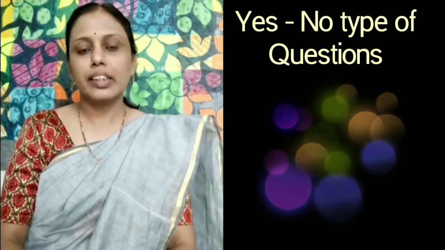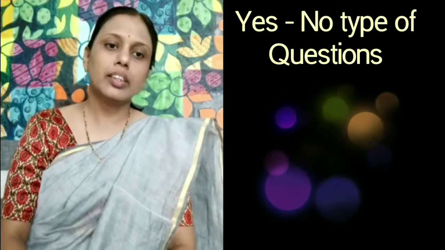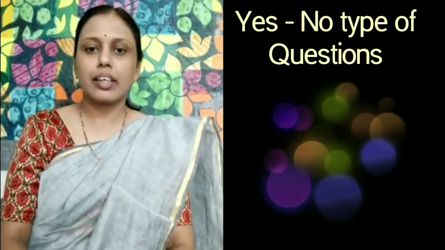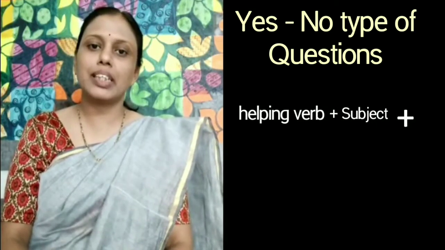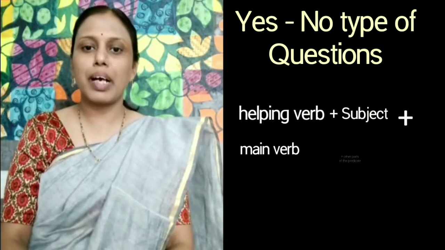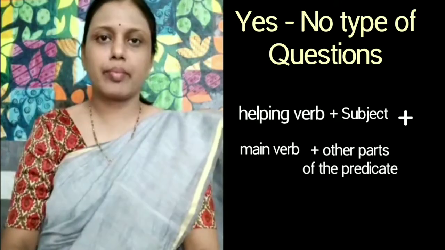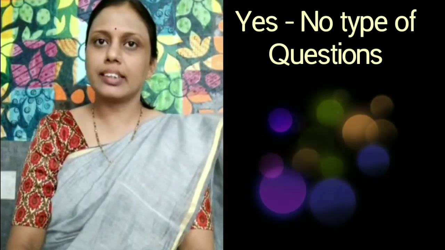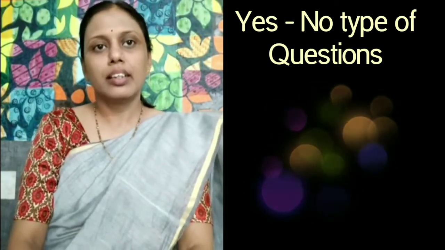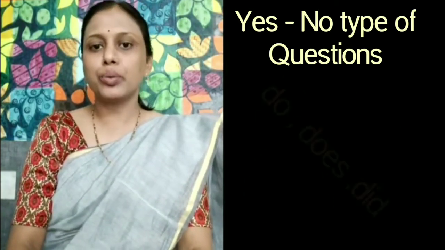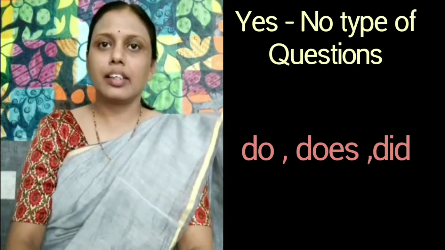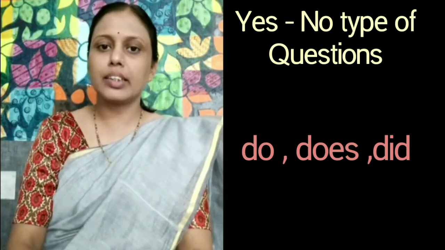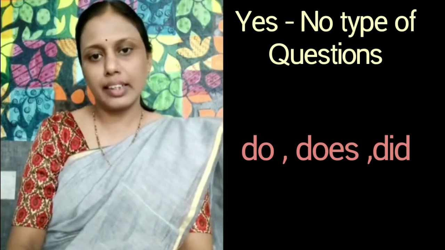Now when there is a helping verb in the statement, its question form will have this structure: helping verb plus subject plus main verb plus other parts of the predicate. When there is no helping verb in the sentence or statement, we will need to add do, does or did. It happens in the case of simple present tense or simple past tense.